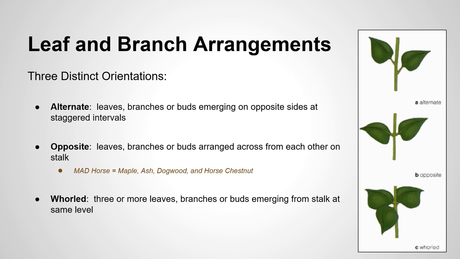Another big clue in differentiating species is the way in which branches and leaves are arranged. There are 3 basic orientations: alternate, or staggered, opposite, and whorled. This applies to branches and leaves. There's a helpful mnemonic device when trying to remember which species have opposite branching: Mad Horse. That stands for maple, ash, dogwood, and horse chestnut.